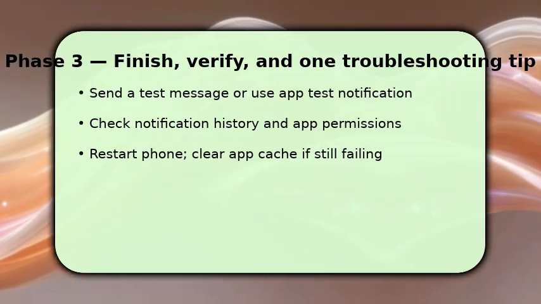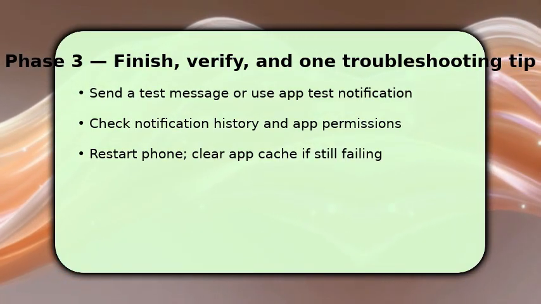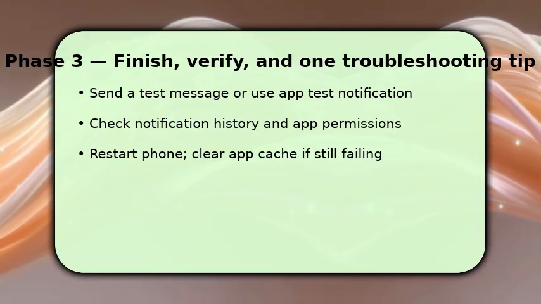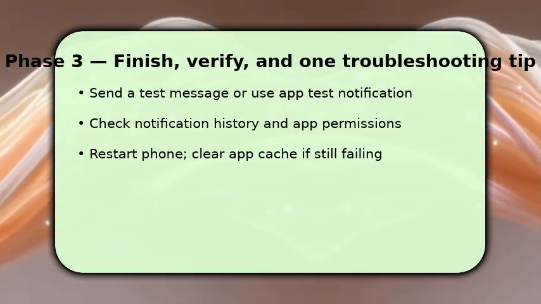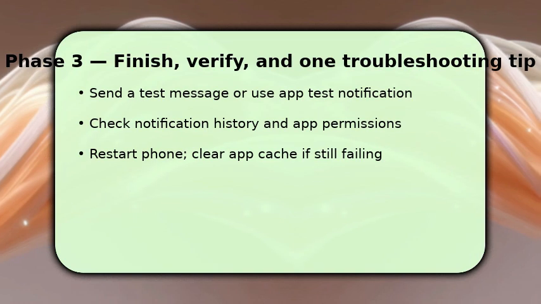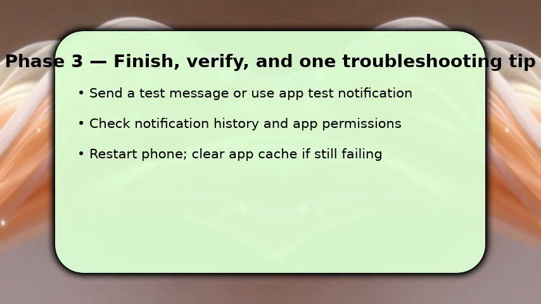One key troubleshooting tip: temporarily disable Do Not Disturb and battery optimization, retest, and reapply settings once you confirm notifications are functioning correctly.